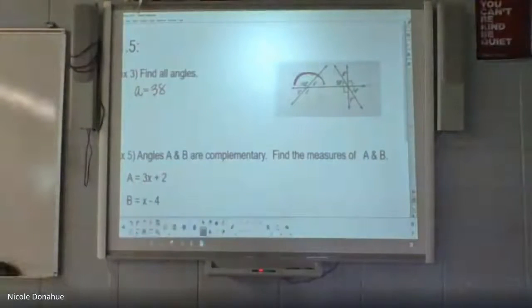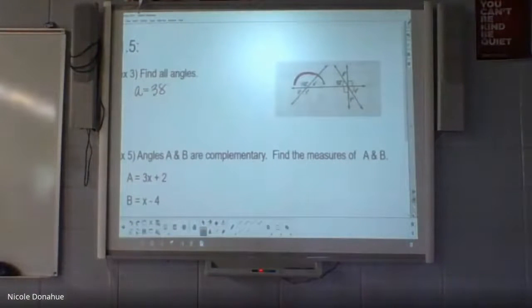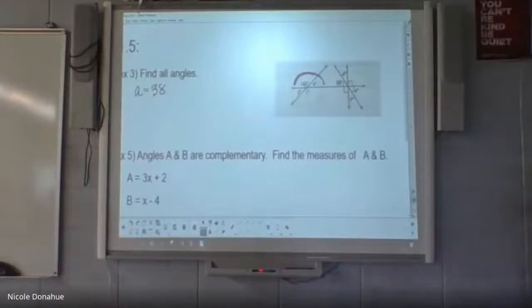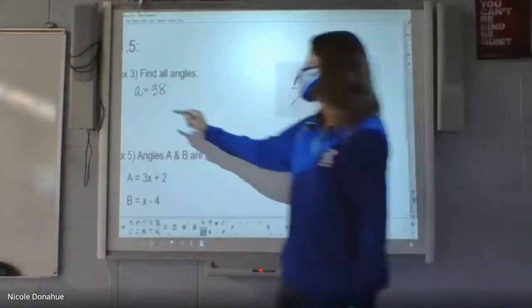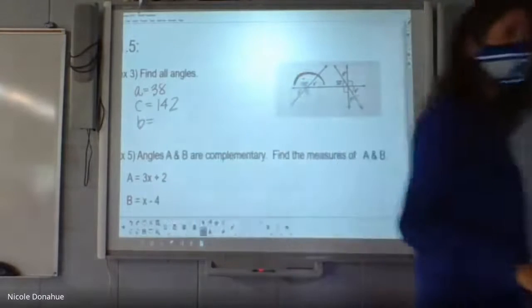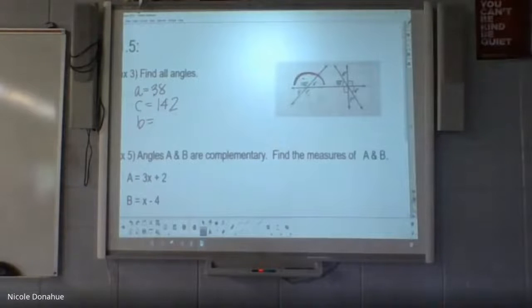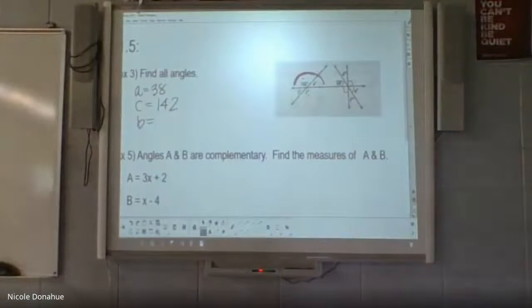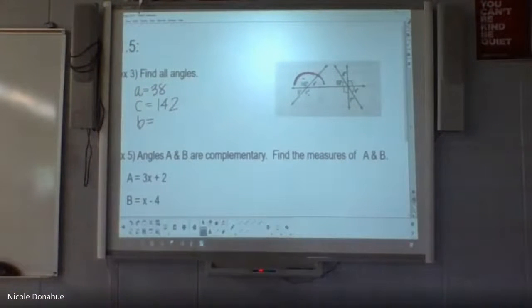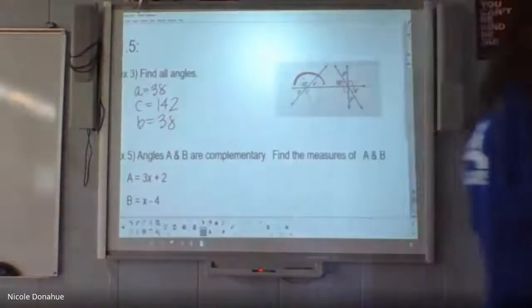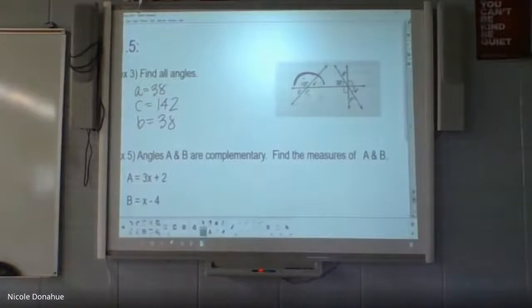Somebody else give me another one they know. Another angle you know in this drawing. Julie, you have one you know? C would also be 142. It's across from 142. So C would also be 142. And what does that leave us for B? What's that? Broken calculator. That's not B. B is going to be what? Yep, Evelyn? 38 as well. So again, we can figure those out from either vertical angles or linear pairs. They kind of all can help us in those cases.